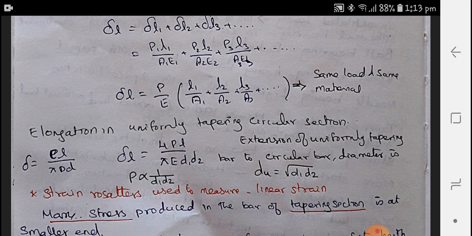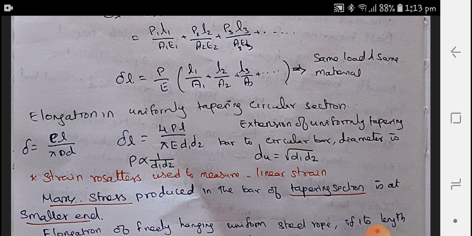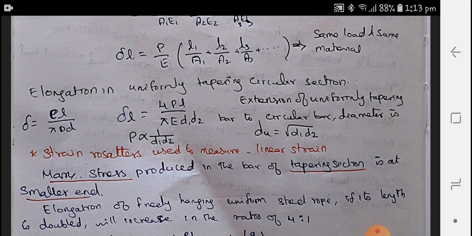Extension of a uniformly tapering bar of circular cross-section. This is a uniformly tapering bar. If we convert it into a common, same diameter bar, the equivalent diameter is equal to square root of d1 into d2. Here I would like to add a point.